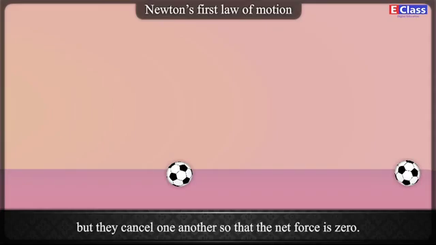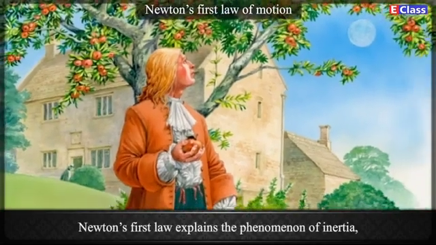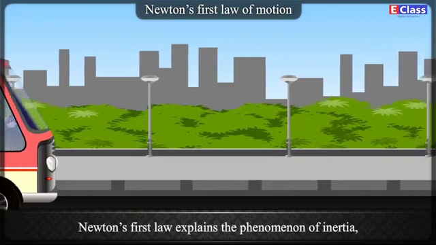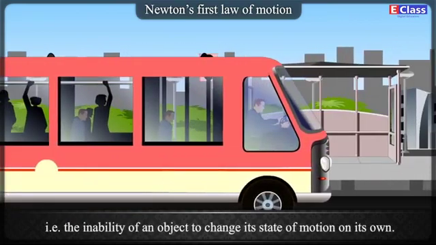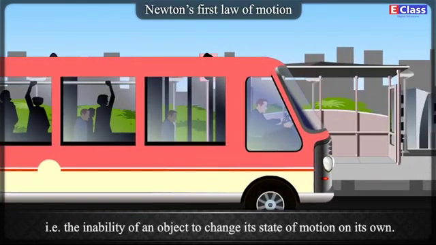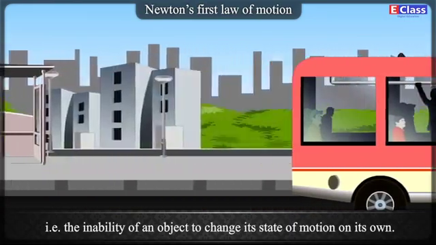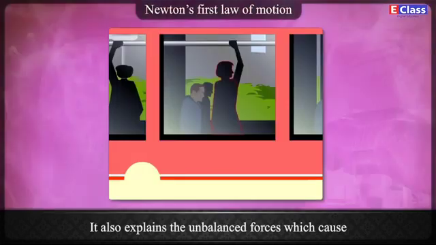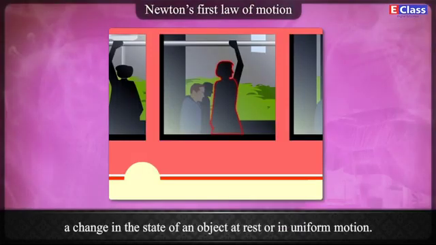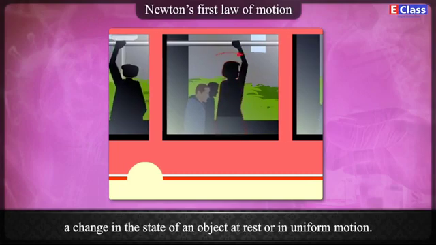Newton's first law explains the phenomenon of inertia, that is, the inability of an object to change its state of motion on its own. It also explains the unbalanced forces which cause a change in the state of an object at rest or in uniform motion.